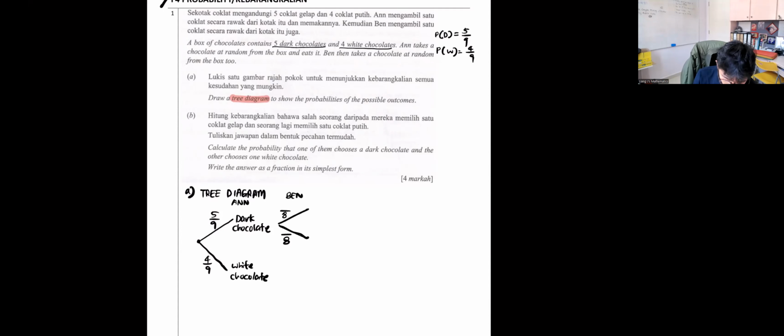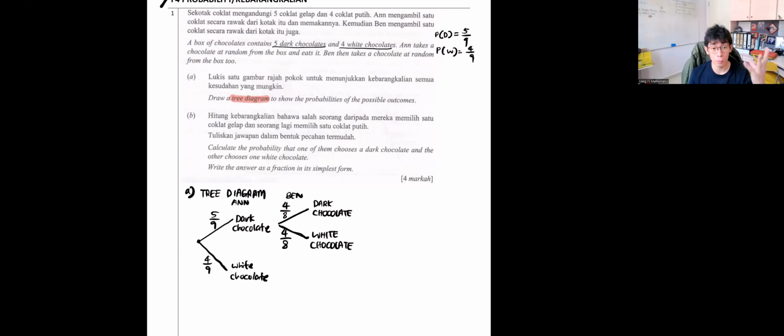Students, wait, don't simply write. My question is, if N gets a dark chocolate and Ben might get a dark chocolate too, the probability of getting dark chocolate will be 4/8. Can you tell me what's the probability of getting a white chocolate? The probability of getting a white chocolate will be 4/8 as well.